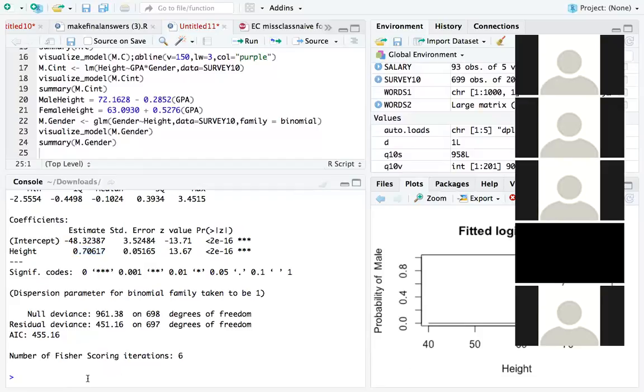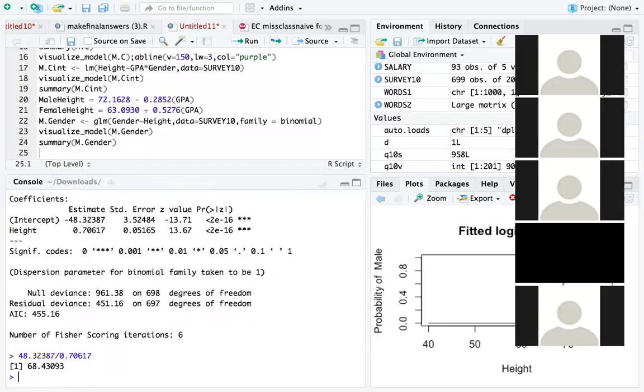Now, we can do one other thing that's of key importance right here, and that is we can take negative B0 over B1. Let's just double click the numbers. We take this number and divide by this number right here. So what we get is 68.439.